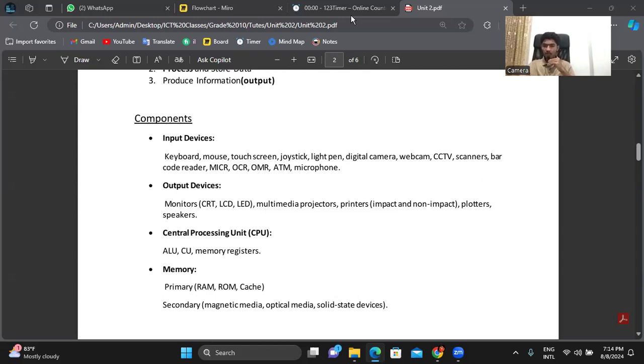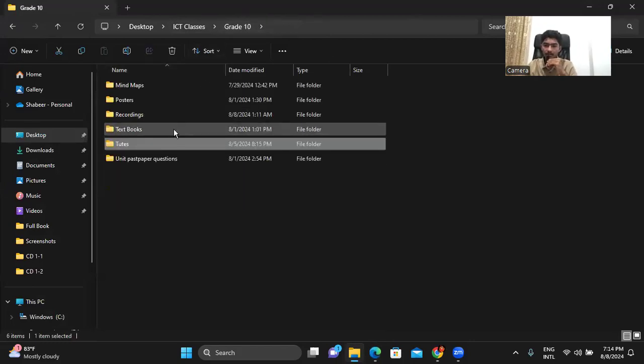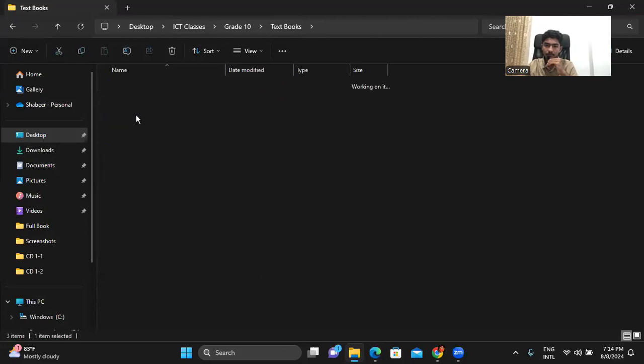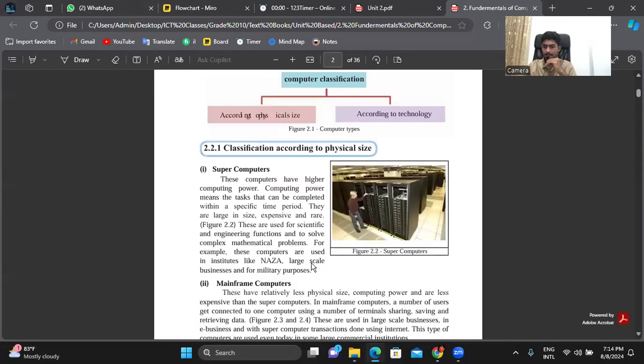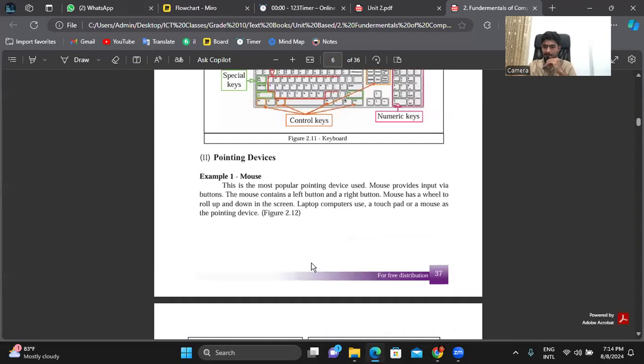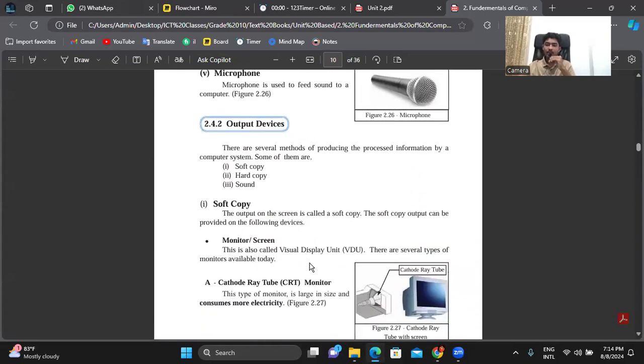So next we are going to talk about output devices. Output devices are of three types: soft copy, hard copy, and sound. I'll open the textbook as well, then you can get an idea. So this is where we are discussing. Output devices are of three types: soft copy, hard copy, and sound.